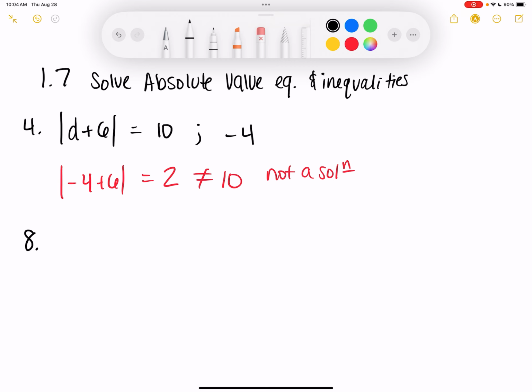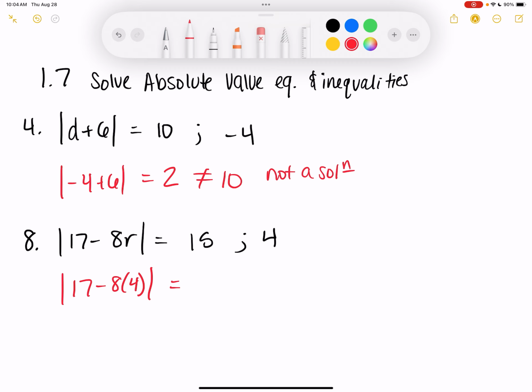All right, 8. The absolute value of 17 minus 8r is equal to 15, and the number we're plugging in is 4. So I've got the absolute value of 17 minus 8 times 4. Wait, r is 4. Yes. So that's the absolute value of 17 minus 32, which is the absolute value of negative 15, which is equal to 15, so it is a solution.